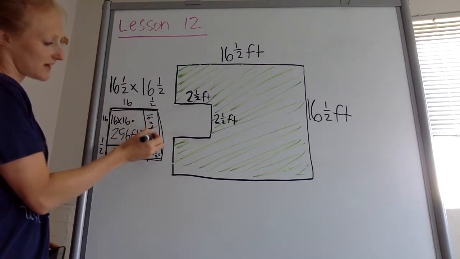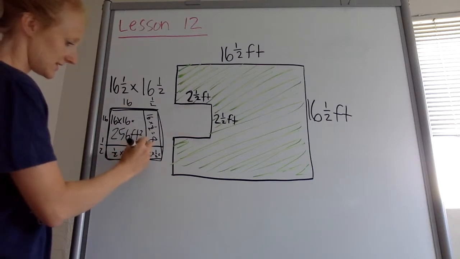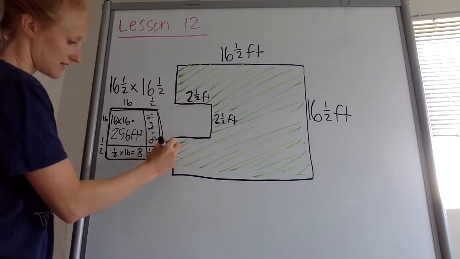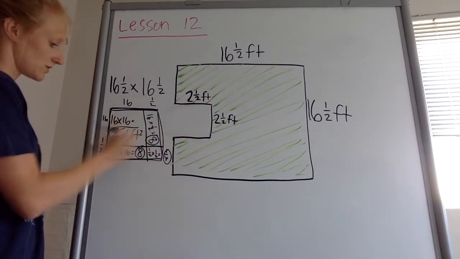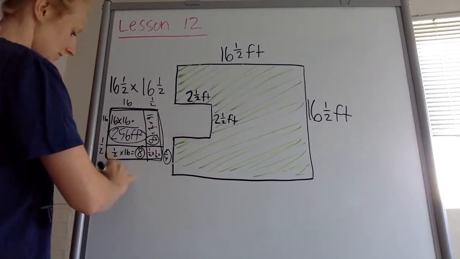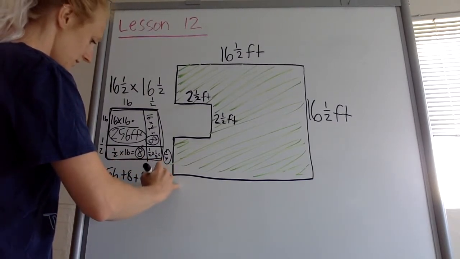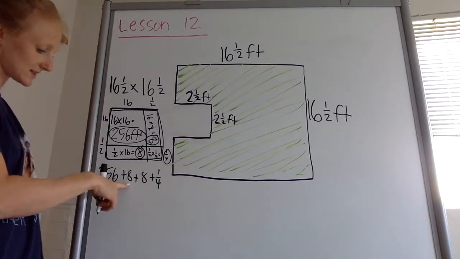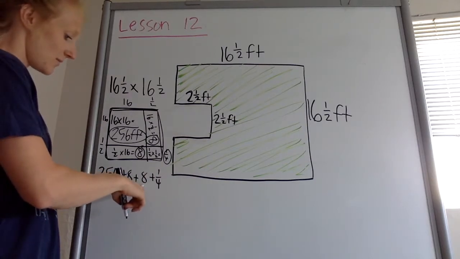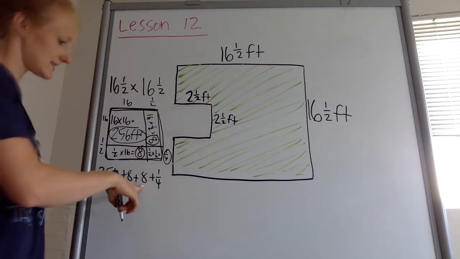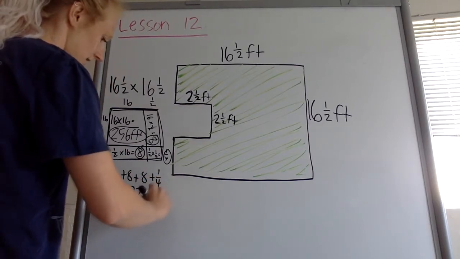16 times 1/2 is going to be 16 over 2, which is just 8 wholes. 1/2 times 16, 8 wholes, and 1/2 times 1/2 is 1/4. So now I need to add all of those together to figure out the total square footage of the yard. 256 plus 8 plus 8 plus 1/4. 256 plus 8 will give you 264, plus 8 more should give you 272 and 1/4 feet squared.